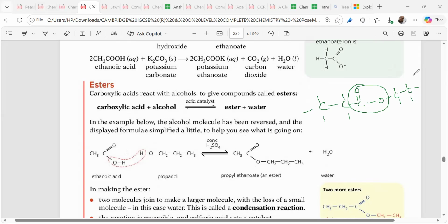So how do you name this? See, I'm marking red. You have to name it from here. Meth, eth, prop. So this side will be ethyl, and the other side propanoate. Ethyl propanoate. Is it clear to you? This part is clear. So that's a very important part.